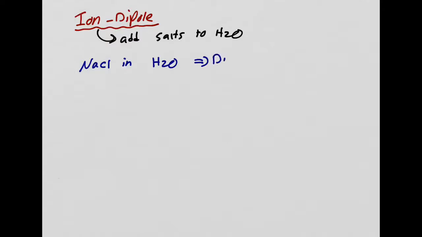Ion dipole. Now, the only time you have to worry about ion dipole is when you're adding salts to water. That's the only time that we really care about this ion dipole. Now, what do I mean by that? So, let's say we have NaCl in H2O. If you add NaCl in H2O, it's going to dissociate and it's going to dissolve.